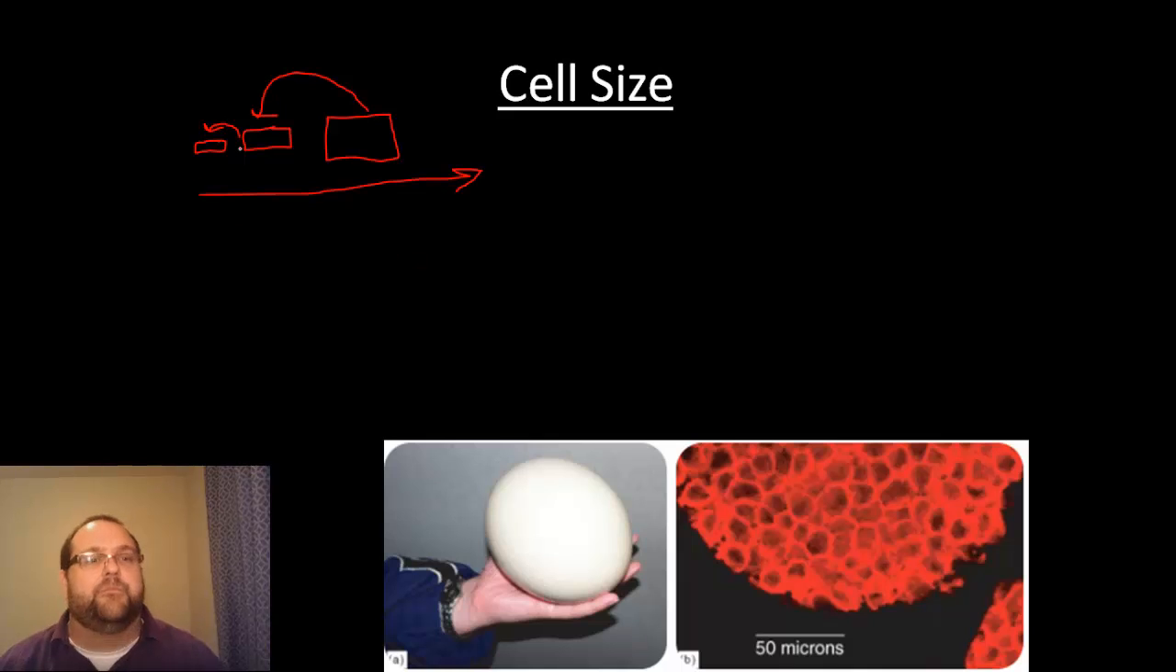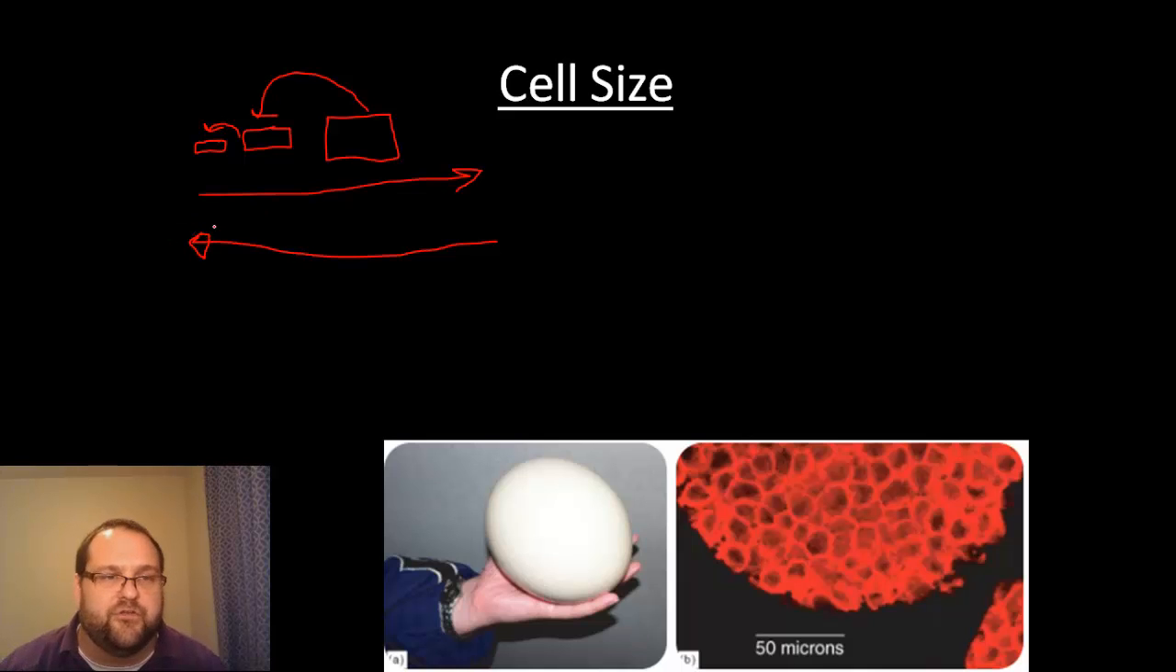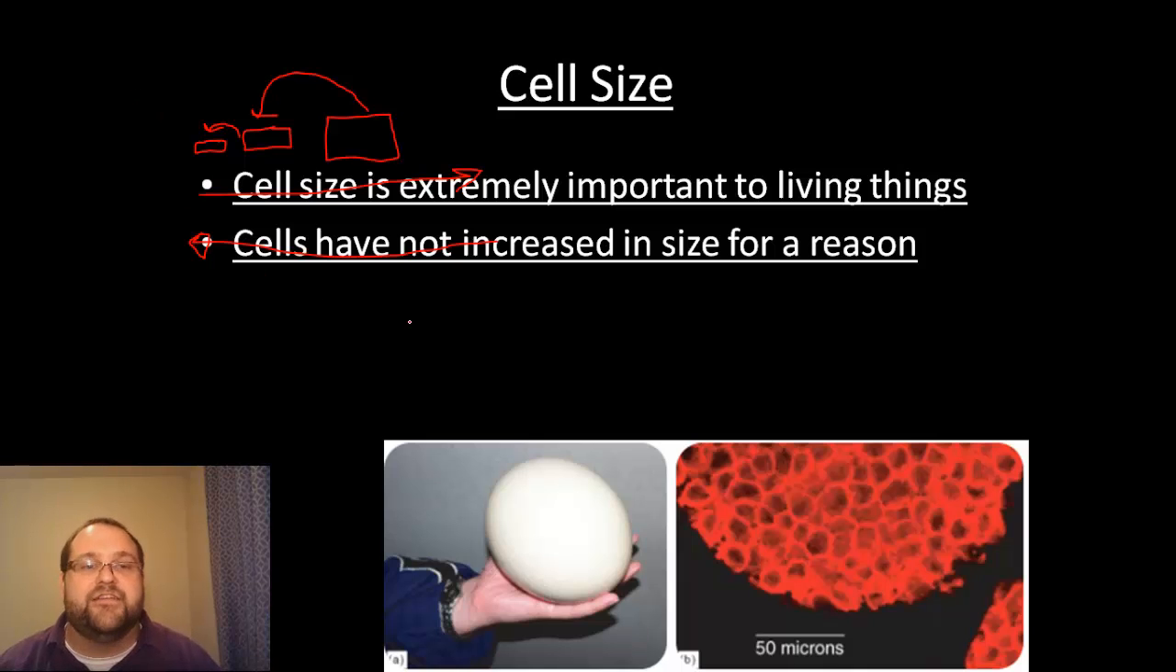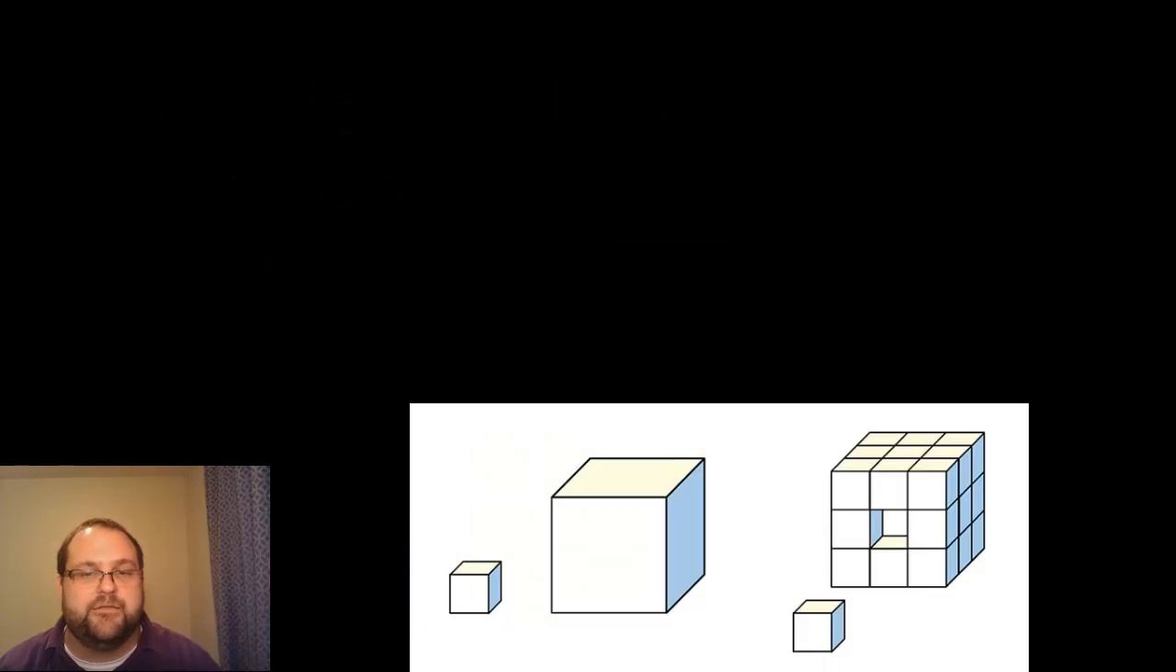But we don't see that. We see that cells have remained small and not gotten big. So there has to be a reason for that, and this reason is a really important concept in biology. So cell size is extremely important. You'll have to read behind my drawing. Cell size is extremely important to living things. Cells have not increased in size for a reason, and the reason is this.